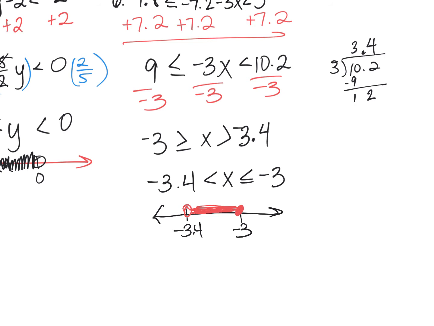Questions? Would I get marked wrong if I put the negative 3 first? This one? Yes. Okay, we have to know correct notation. So you always have to put the smaller number first and turn the signs around. So yes, you need to make sure you change this because this is incorrect notation.